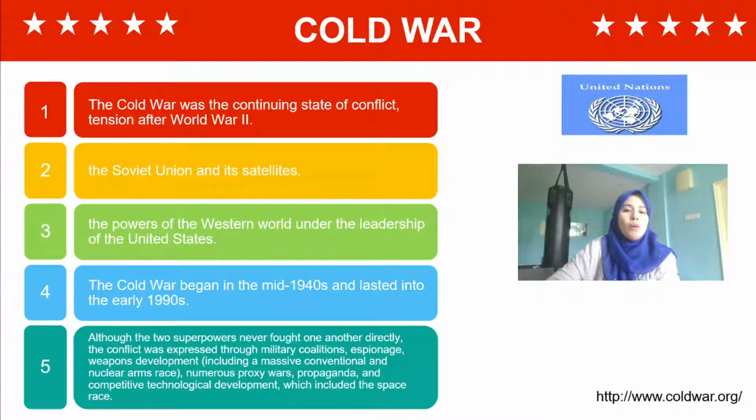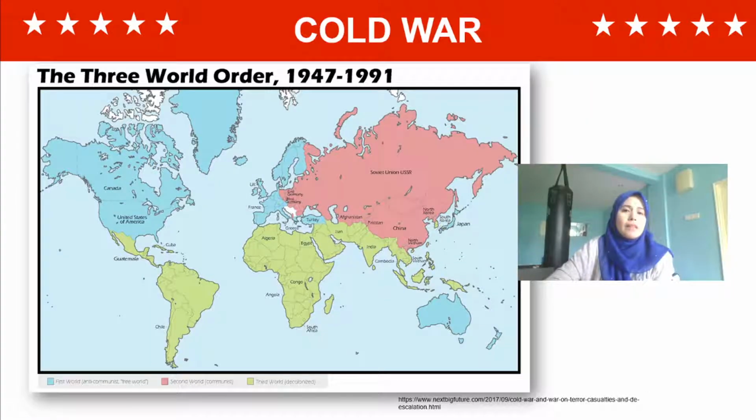And then it is more military coalition, espionage, weapons. So when we watch these James Bond movies and so forth, it's actually espionage, and it all starts from this time.